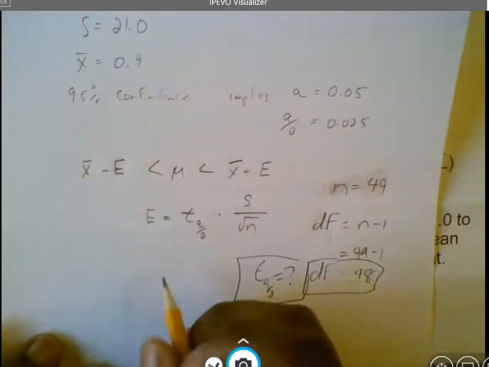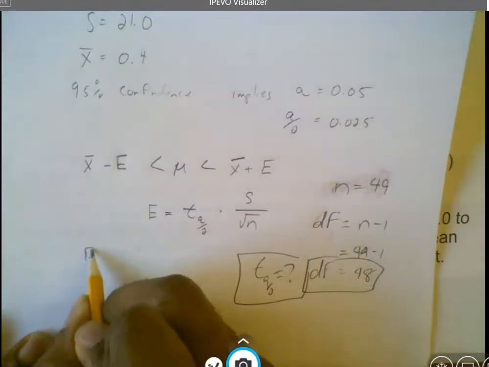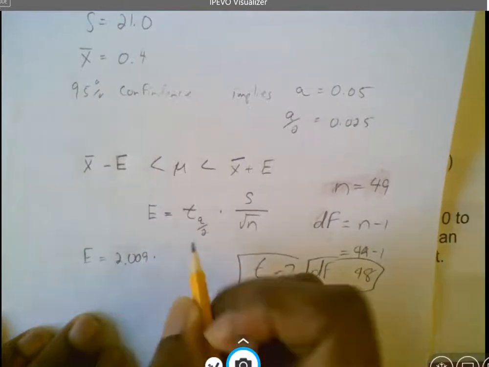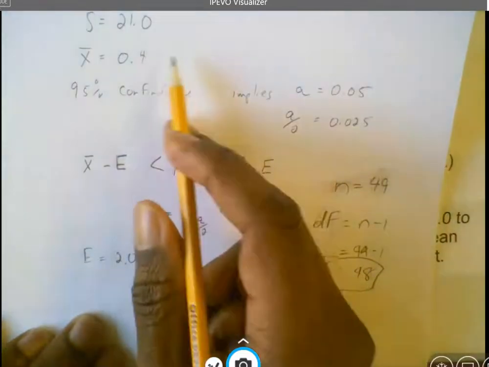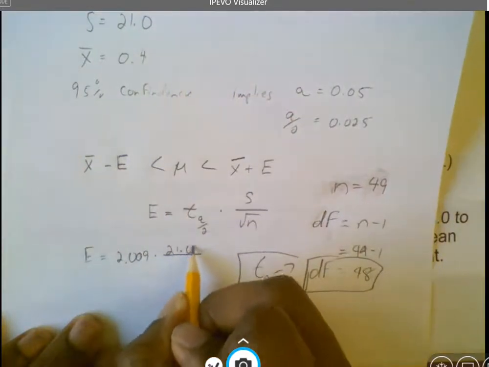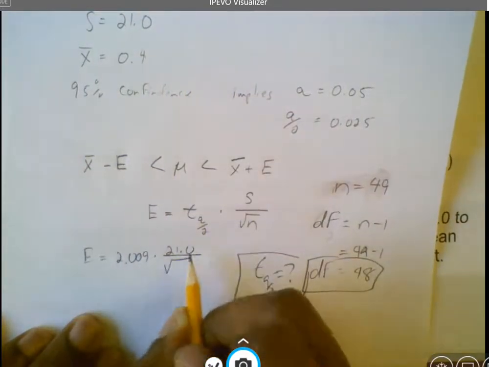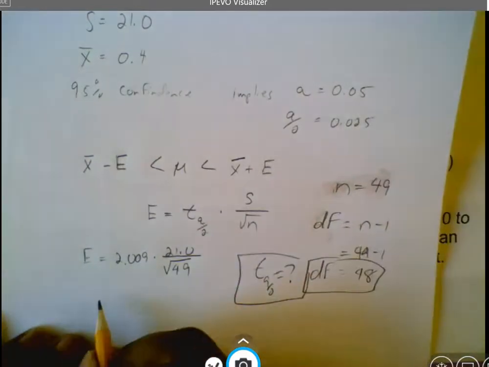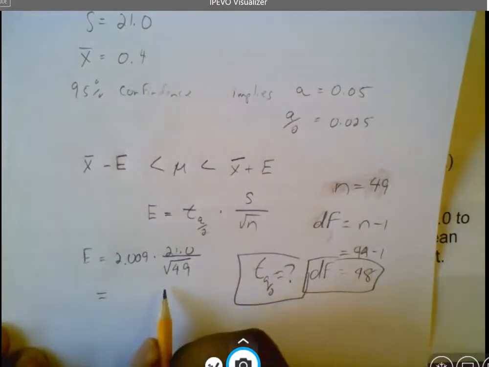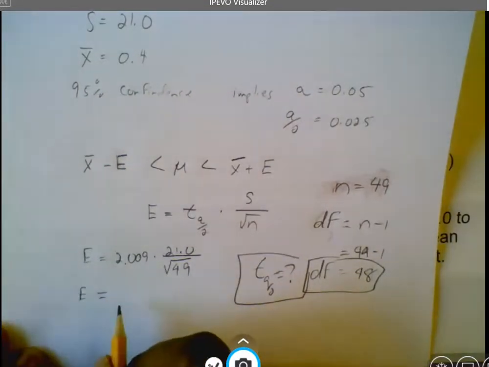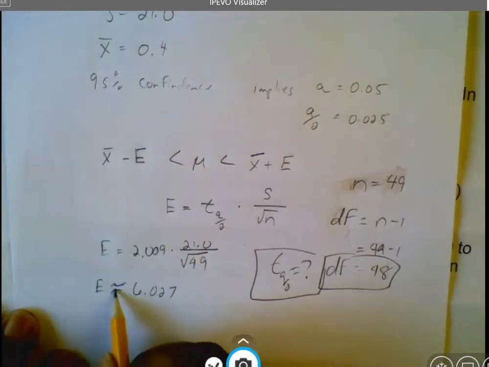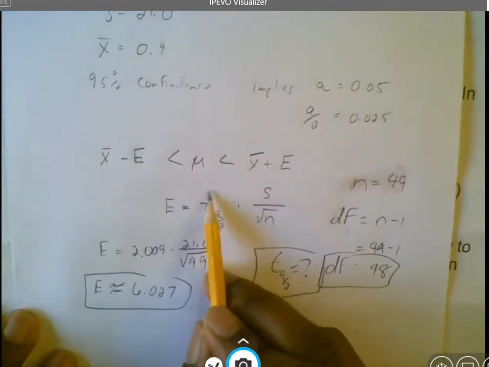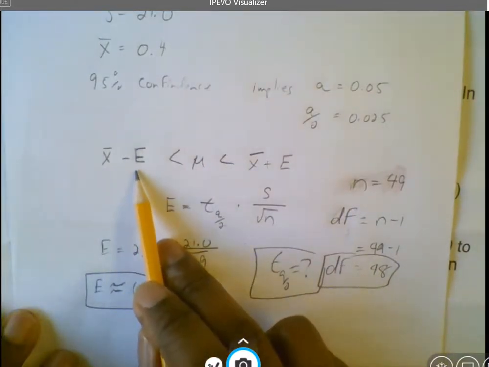So in order to find that margin of error, it's going to be 2.009 times our standard deviation, which was 21.0, divided by the square root of n, our total number. n was 49. If you evaluate that using your calculator, you should find that the margin of error is equal to about 6.027.